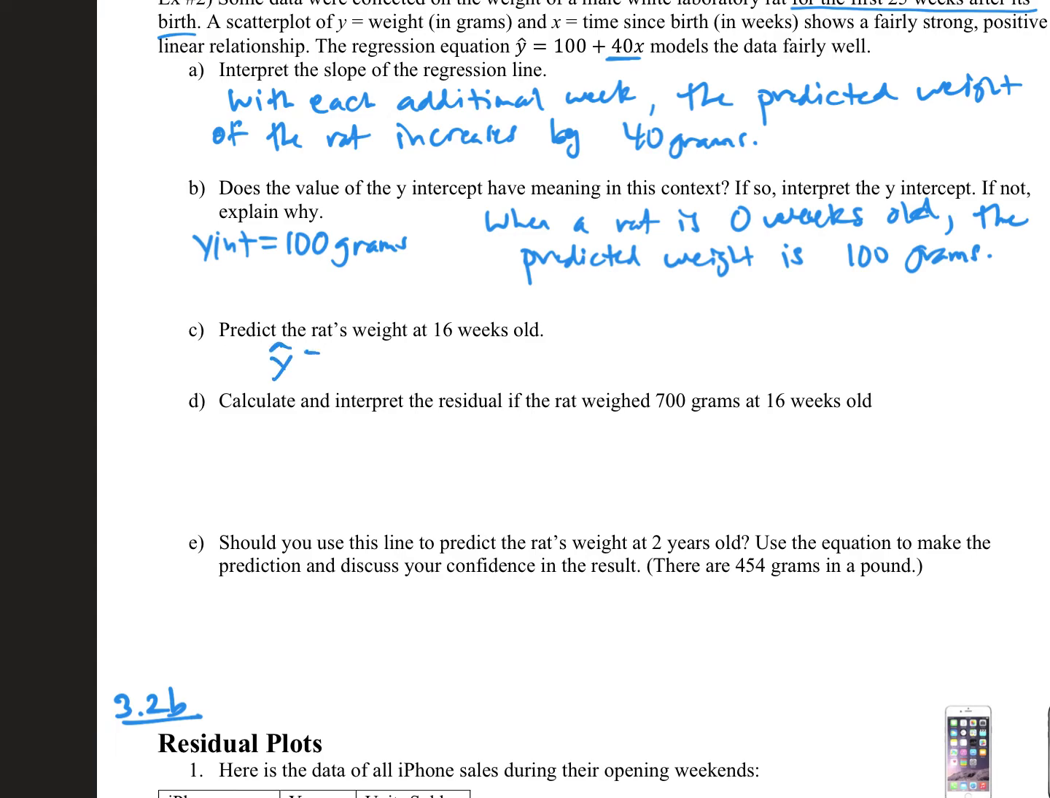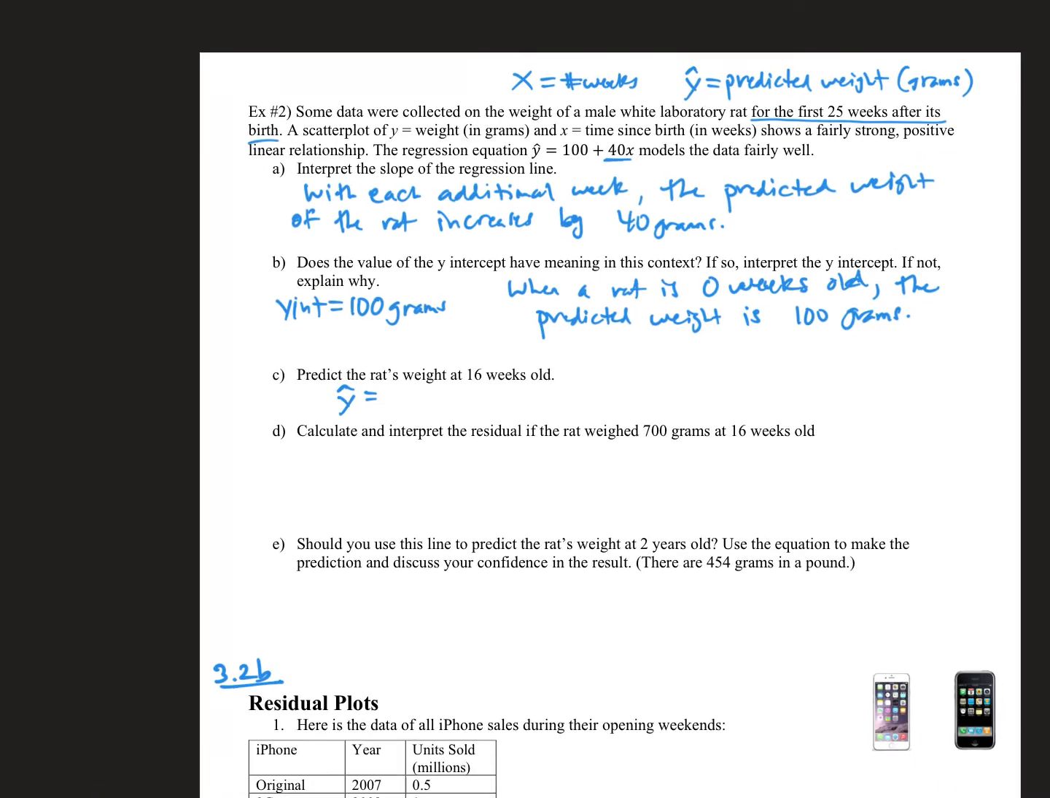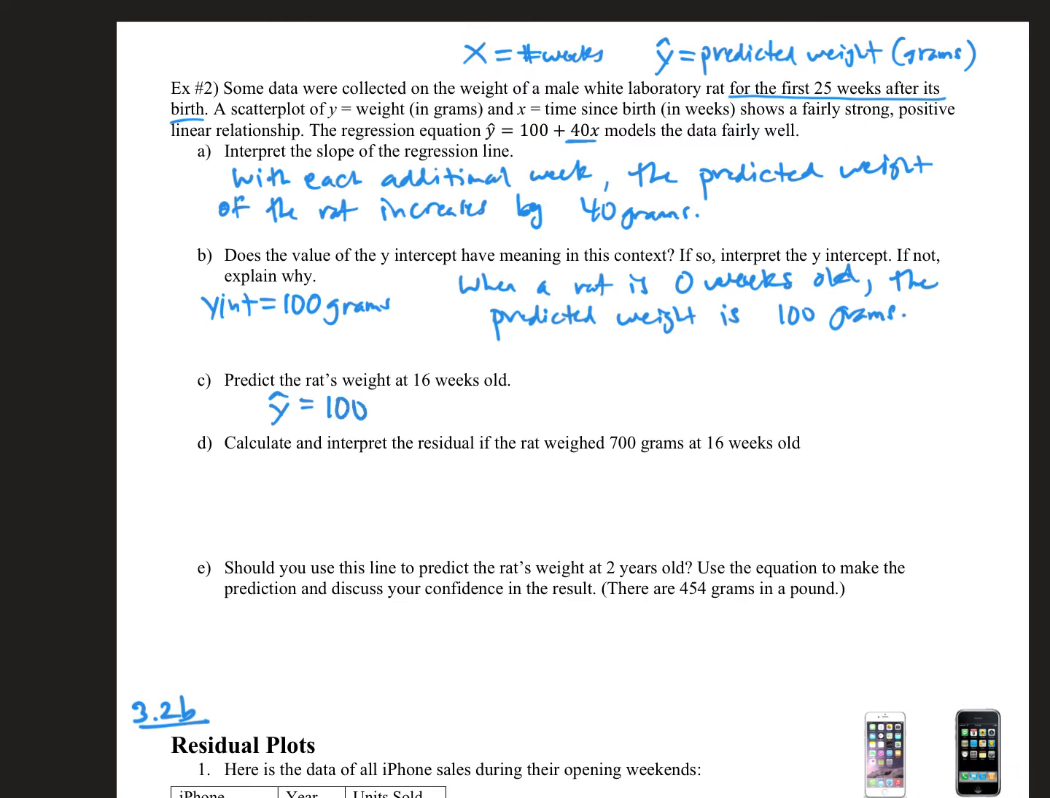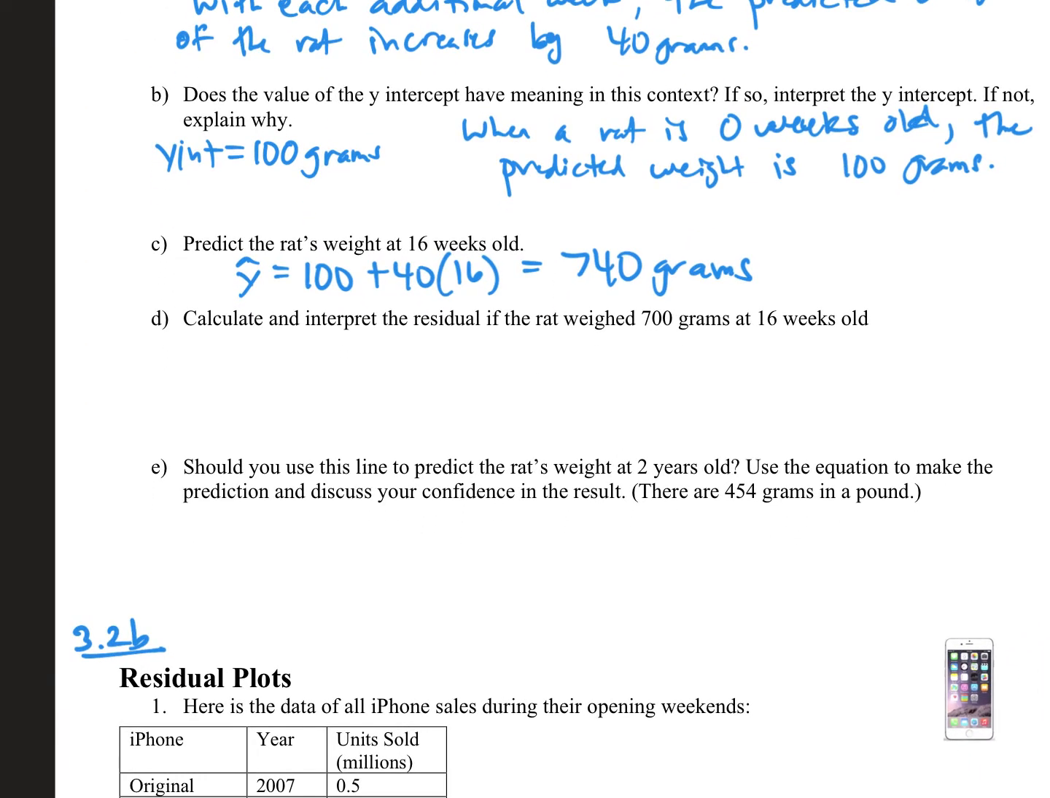Okay, predict the rat's weight at 16 weeks old. Make sure you show work here. We're going to plug this in, and we get 100 plus 40 times 16. And so we get 740 grams. Okay, calculate and interpret the residual of the rat if the rat weighed 700 grams at 16 weeks old. Let's first calculate the residual, and it's going to be actual minus predicted. So the actual weight was 700 minus 740, which would be negative 40 grams.